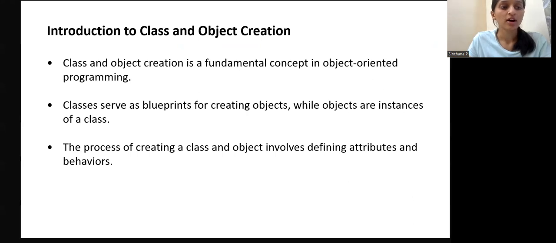Classes in Java are blueprints for creating objects. They define the properties and behaviors that objects of that type will have. Classes and object creation is a fundamental concept in object-oriented programming. Classes serve as blueprints for creating objects, while objects are instances of a class. The process of creating a class and object involves defining attributes and behaviors.